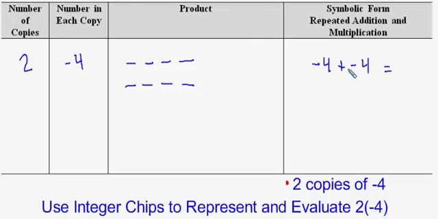To add numbers of the same sign, you add their absolute values, 4 plus 4, which is 8, and then keep the common sign, which is negative. To write this using multiplication, we would write 2 times -4, meaning two copies of -4 being added, is -8.